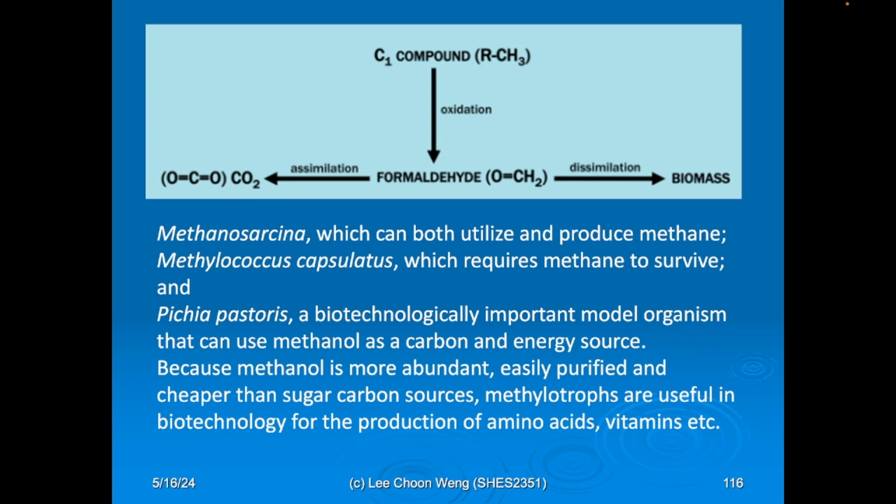Good examples of microbes that are methylotrophs are Methanosarcina, which can both utilize and produce methane, Methylococcus capsulatus, which requires methane to survive, and Pichia pastoris, a biotechnologically important model organism that can use methanol as carbon and energy source. Because methanol is more abundant, easily purified and cheaper than sugar carbon sources, methylotrophs are useful in biotechnology for the production of amino acids, vitamins, and so on.